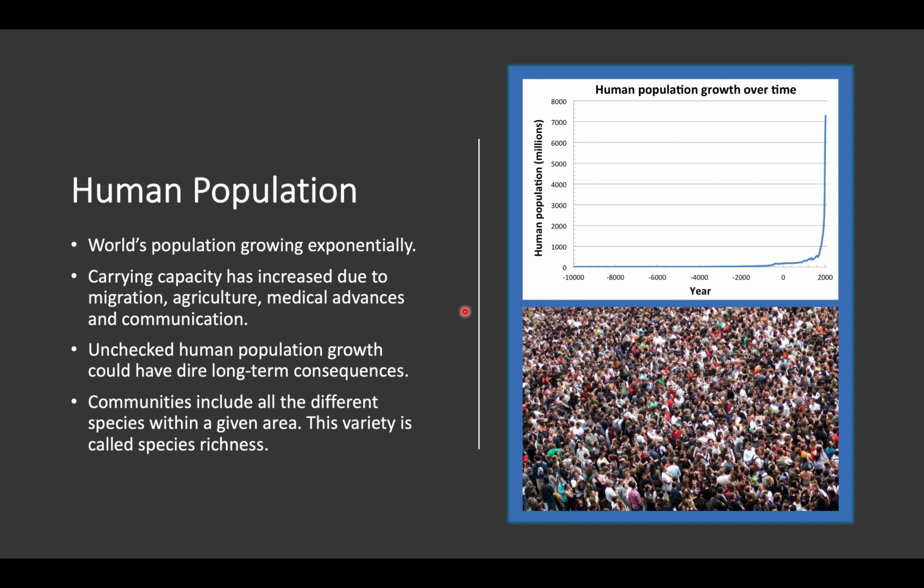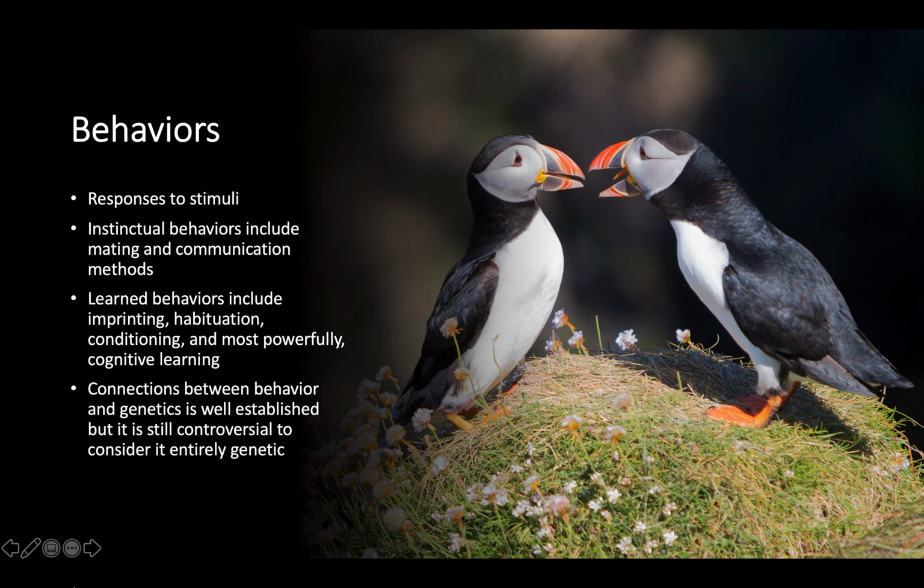Communities include all the different species within a given area. This variety is called species richness. So I just have an image here showing a very large crowd along with this graph that should show you a visual representation of what we're talking about here.